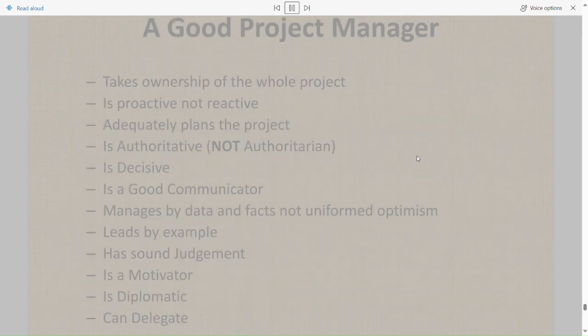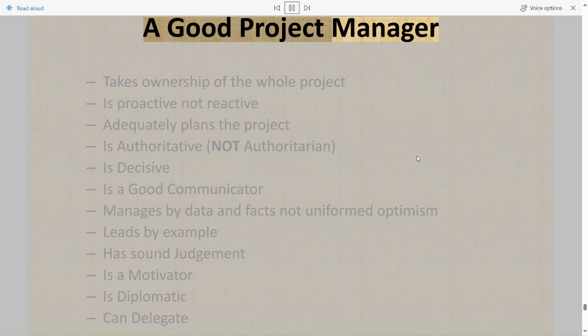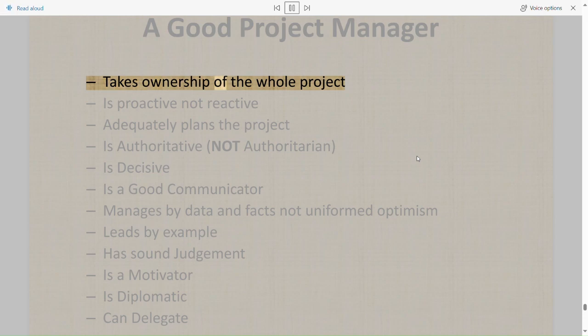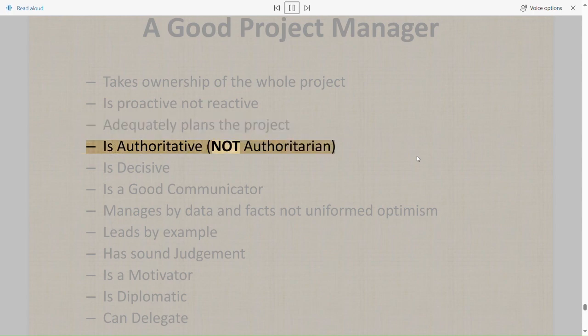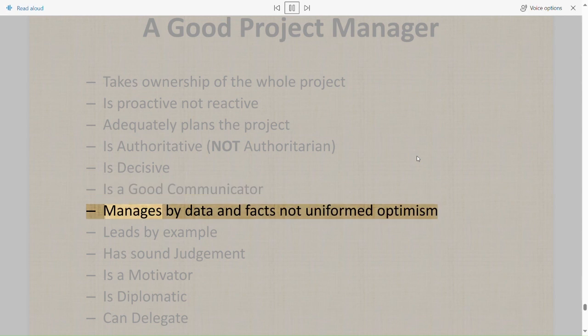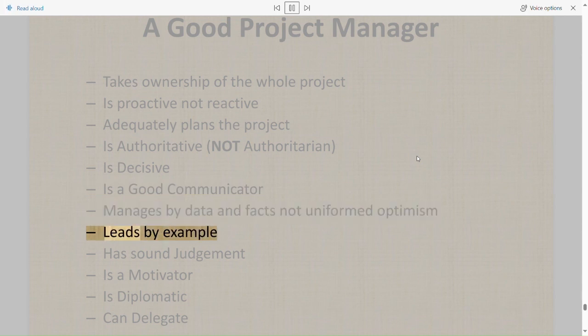A good project manager takes ownership of the whole project, is proactive not reactive, adequately plans the project, is authoritative not authoritarian, is decisive, is a good communicator, manages by data and facts not uninformed optimism, leads by example, has sound judgment, is a motivator, is diplomatic, and can delegate.